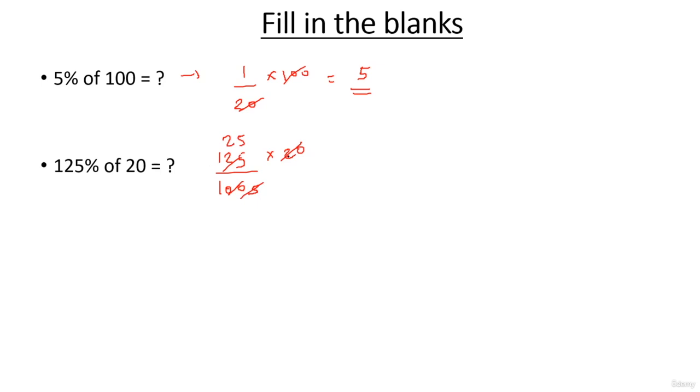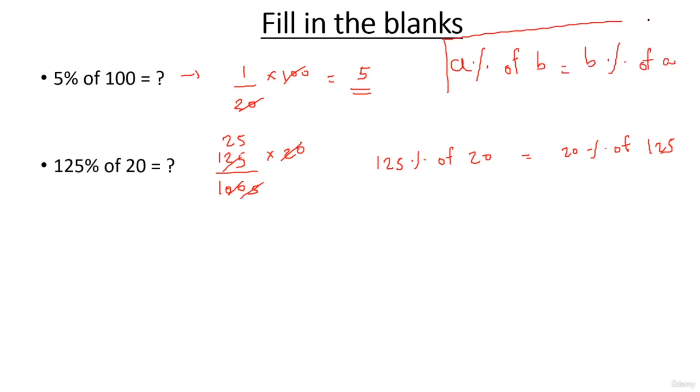One more way of solving this question, guys, a very important way. Remember this: 125% of 20 is the same as 20% of 125. In short, you can remember this as a shortcut every time: A% of B is simply equal to B% of A. Please remember this thumb rule, guys. It is very, very helpful many a times in case of data interpretation. I'll give you one personal application.